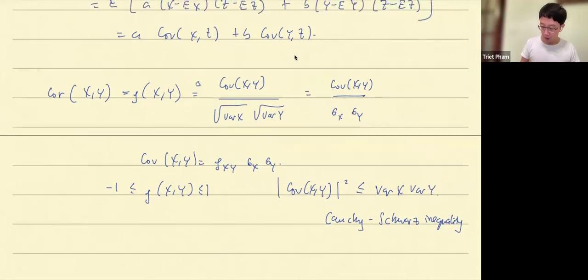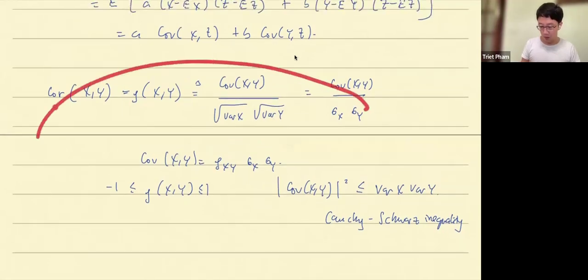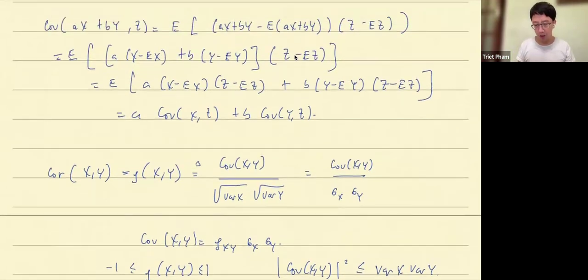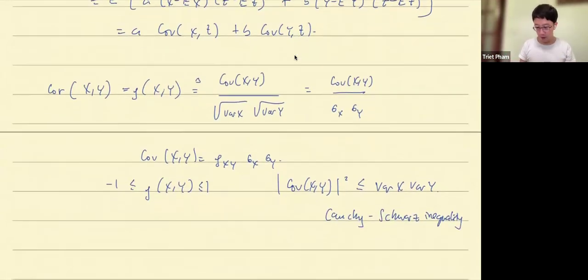So correlation is the thing you will use in statistics. If you do probability, covariance is probably what you will have to interact with more. So that's covariance and correlation.